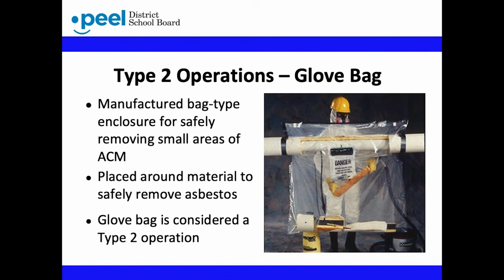Glove bag removals are considered Type 2 operations under the regulation. A glove bag is a manufactured bag-type enclosure that is used for safely removing asbestos-containing material, such as insulation on pipes and from other small areas. The glove bag is equipped with built-in sleeves and gloves and is placed around the asbestos material and sealed to ensure safe asbestos removal. Glove bag operations are used to prevent the release of asbestos fibers into the work area outside the bag. It is important to remember that all Type 2 operation procedures apply to the glove bag operations.